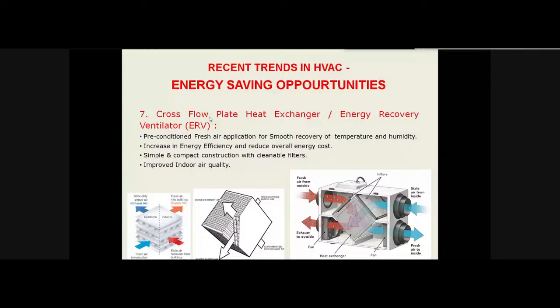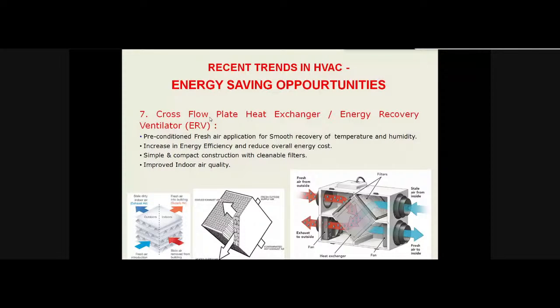Assume you have room A, room B, room C. There are different rooms available. Actually, that is a zone. We used to call them zones, but it is like a room only. For understanding purposes, assume they are rooms. Here we need fresh air as well as conditioned air. This dedicated outdoor air unit takes care of both sensible load as well as latent load.